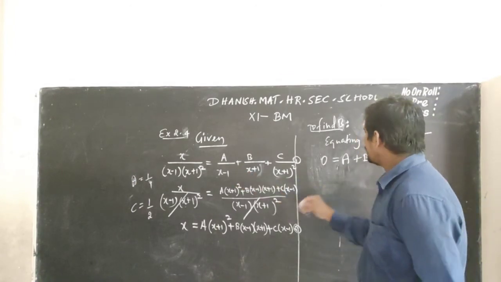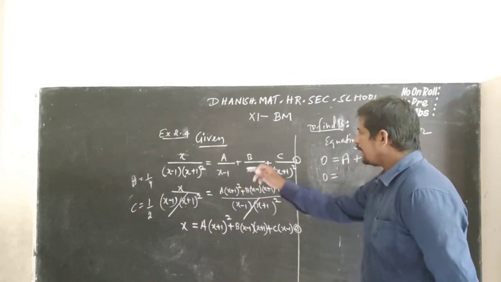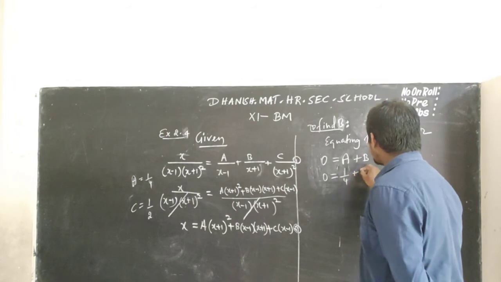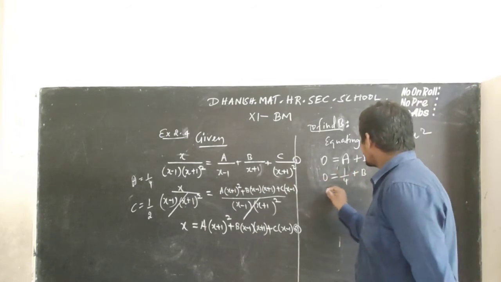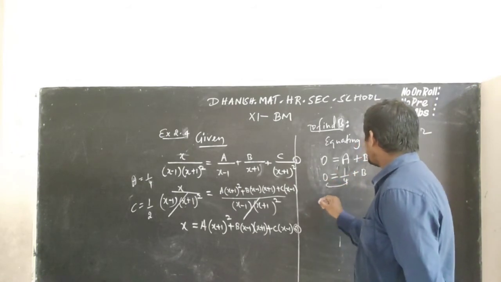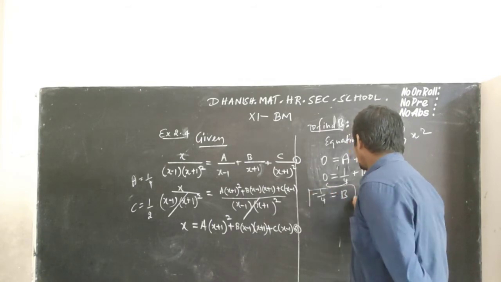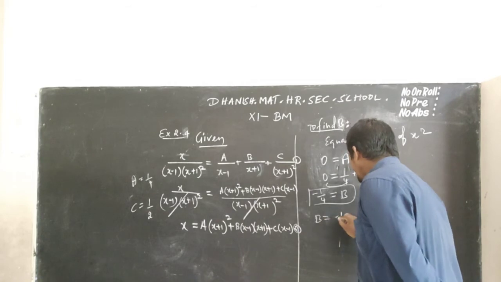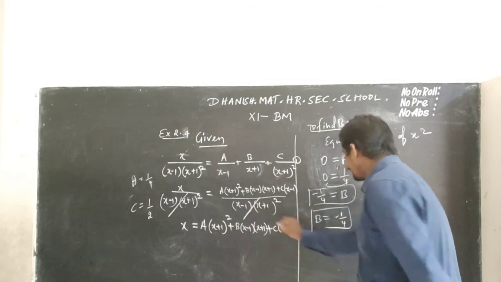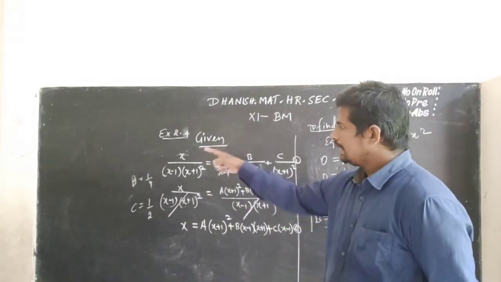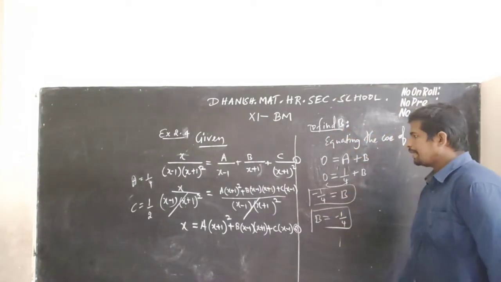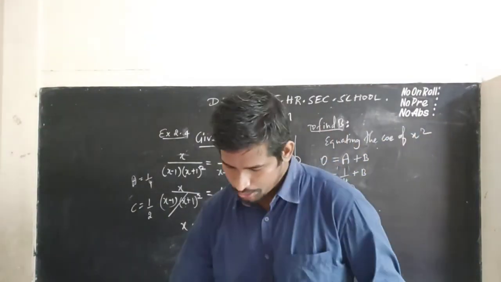So now I am going to substitute. 0 equal to a as 1 by 4 plus b. Now I am going to bring this 1 by 4 into the left side. So minus 1 by 4 equal to b. So b equal to minus 1 by 4. We got our three required values: a as 1 by 4, b as minus 1 by 4, c as 1 by 2.